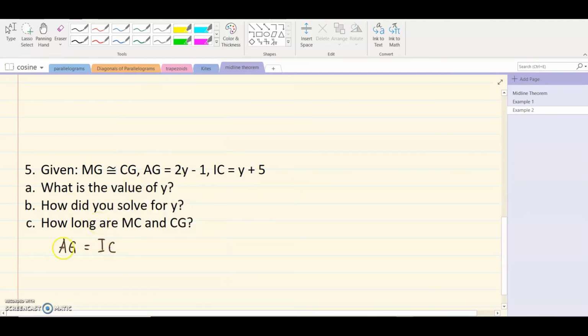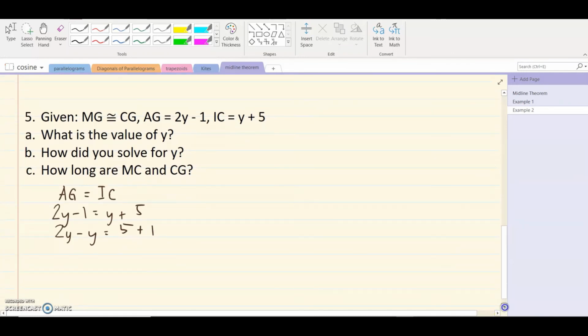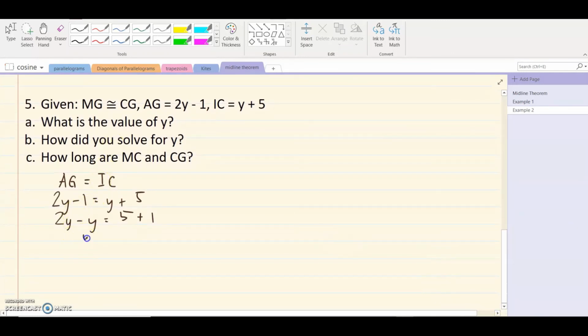Then we just plug in the values. So we have 2y minus 1 equals y plus 5. Then you just transpose y to the left. So we have 2y minus y equals 5. Then transpose negative 1 becomes positive 1. So 2y minus y is y. 5 plus 1 is 6. So the value of y is 6.